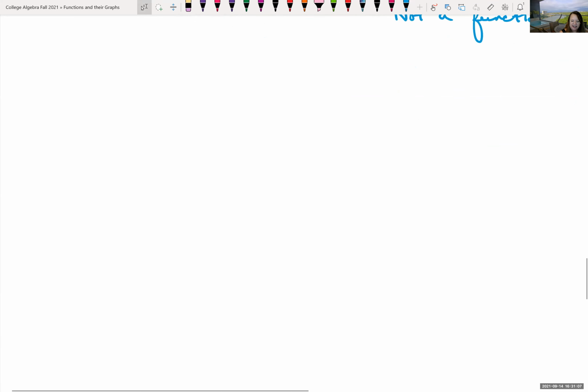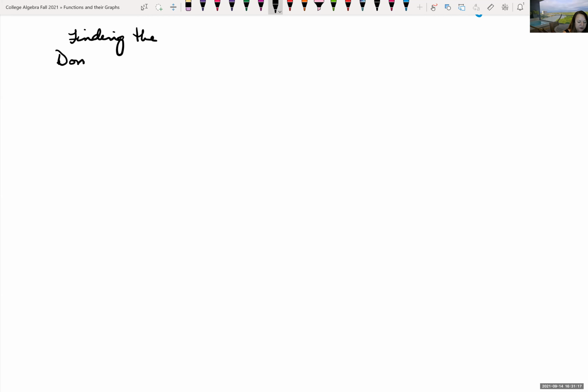When you're trying to find the domain, I always kind of look for my trouble spots because the domain are all real numbers that we can plug into a function and get back a real number. So finding the domain, look for your trouble spots. And exclude these.